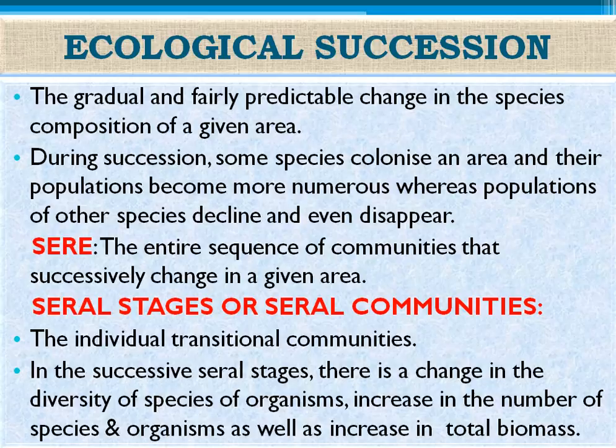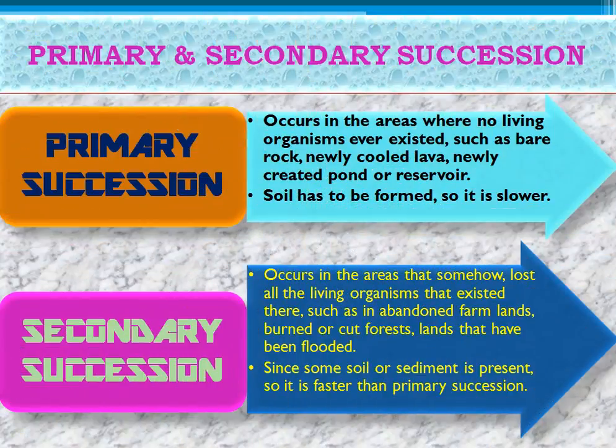In the successive seral stages, there is a change in diversity of species of organisms, increase in the number of species and organisms, as well as increase in total biomass. Primary succession. It occurs in the area where no living organisms ever existed, such as bare rock, newly cooled lava, newly created pond or reservoir. Since soil has to be formed, primary succession is slower.